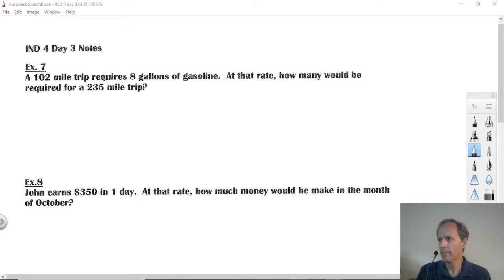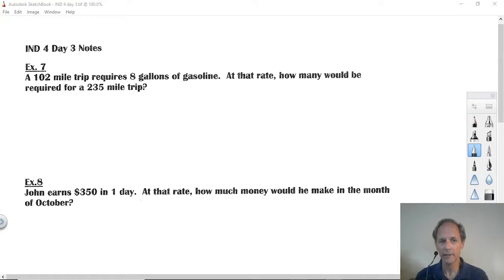Take a look at these. So here's our first problem. A 102-mile trip requires 8 gallons of gasoline. At that rate, how many would be required for a 235-mile trip? So let's approach this the way we approach story problems. We're going to read and reread the problem first. So read it again. A 102-mile trip requires 8 gallons of gasoline. At that rate, how many would be required for a 235-mile trip?